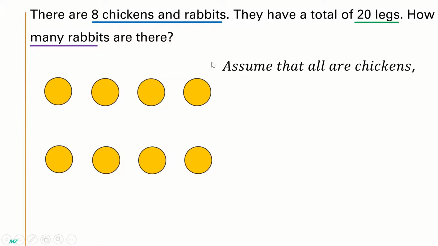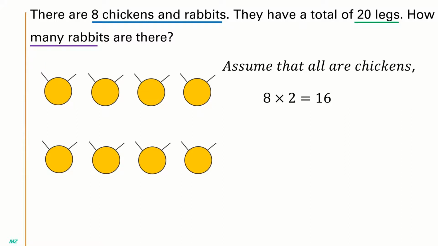Next, we need to assume that all of these 8 animals are chickens. Why? Because we need to find how many rabbits there are, so we assume that all of them are the other animal, and the other animal will be chickens. If all of them are chickens, we add 2 legs to each animal. Then there will be 8 animals multiplied by 2 legs each, and there will be a total of 16 legs altogether.